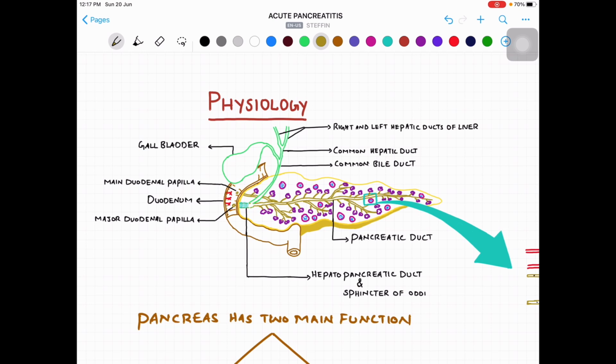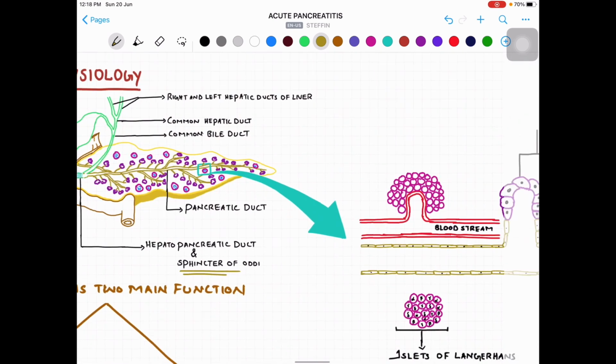And the bile duct from the gallbladder and the liver makes a connection with the pancreatic duct and joins to form the pancreato-hepatic duct and finds its way to the duodenum. Along with that, there is a sphincter. This sphincter will prevent the reflux of intestinal content into the pancreas. Okay, the pancreas has two main functions. It works as endocrine as well as exocrine. So let's have a close look at the functional part of the pancreas.